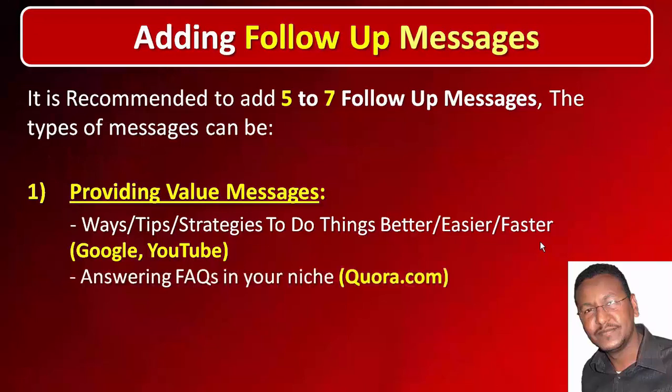So that's one type. Another type is answering frequently asked questions in your niche market. You'll be able to get ideas about those questions by going to websites like Quora.com. This website is for questions and answers. You're going to find so many people asking so many questions in different niche markets and so many people also answering those questions. So you'll be able to go there, find those most common questions, and create a short piece of content answering them. So I would recommend one email, one question, one answer.